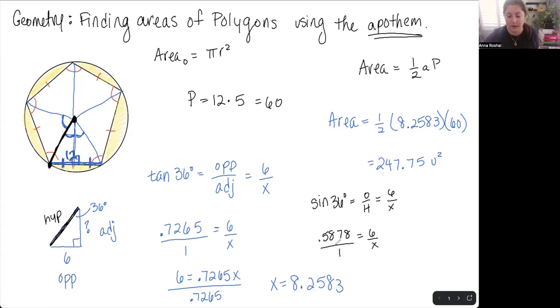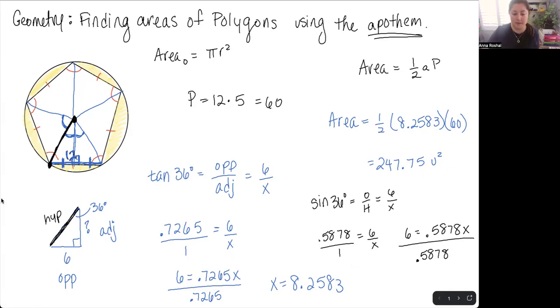Put this over 1. Again, do that same business, right? So I'm going to end up with 6 equals 0.5878 x. Then I'm going to divide both sides by this 0.5878. Whoops, see there's 8. Okay.